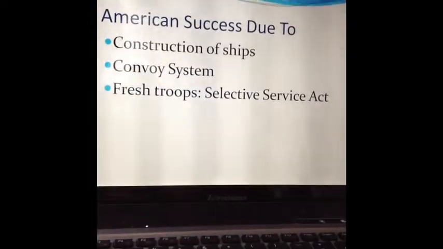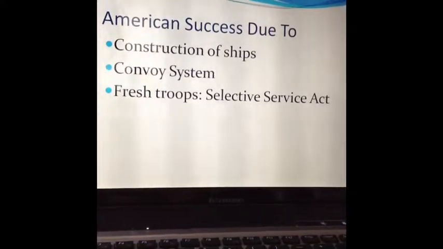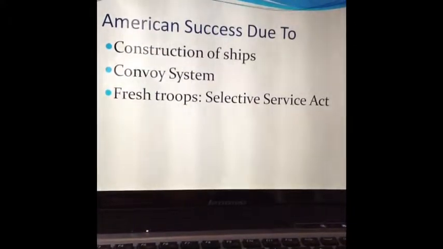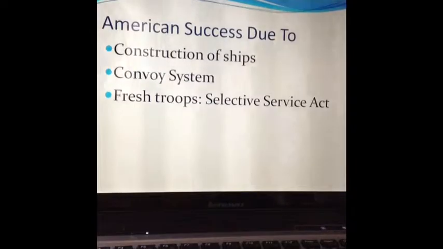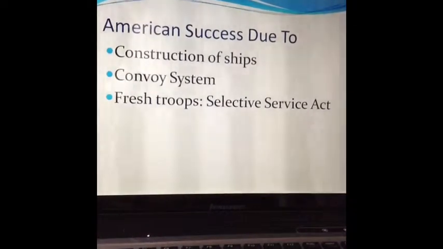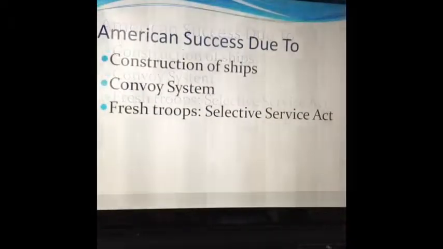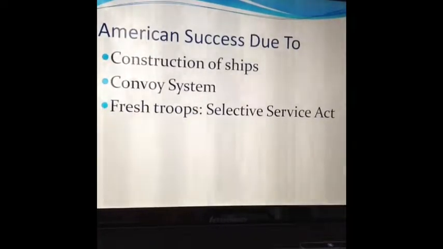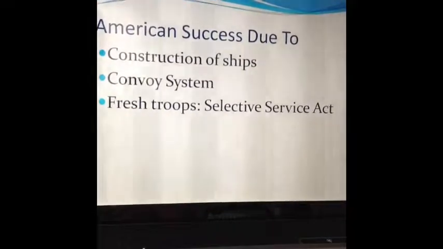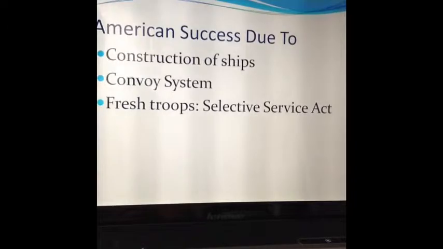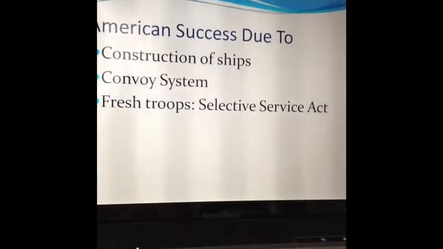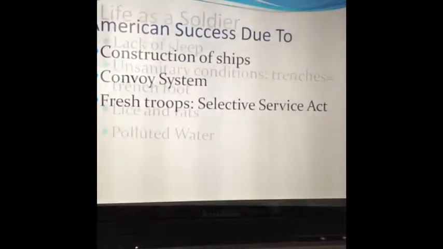America achieved much success when they entered the war. Their success was due to their construction of ships to expand their fleets and help the Navy, the convoy system, and the fresh troops from the Selective Service Act. The convoy system was devised as a way to defeat the German U-boats. In this system, merchant vessels would travel in large groups with a guard of circling destroyers and cruisers.